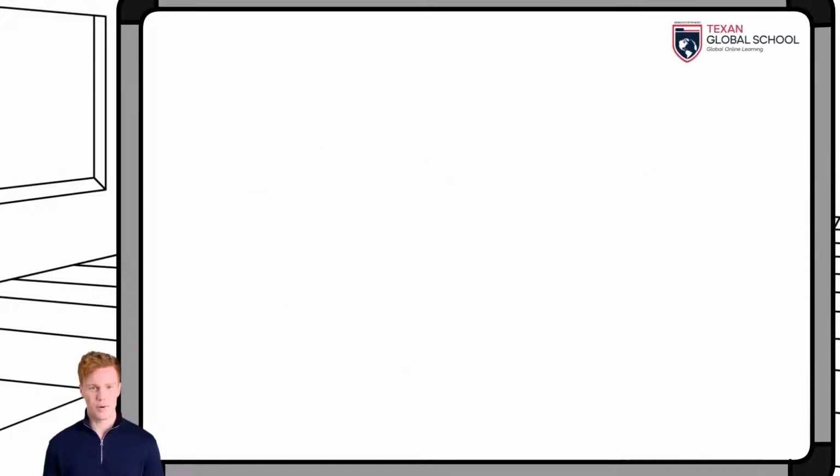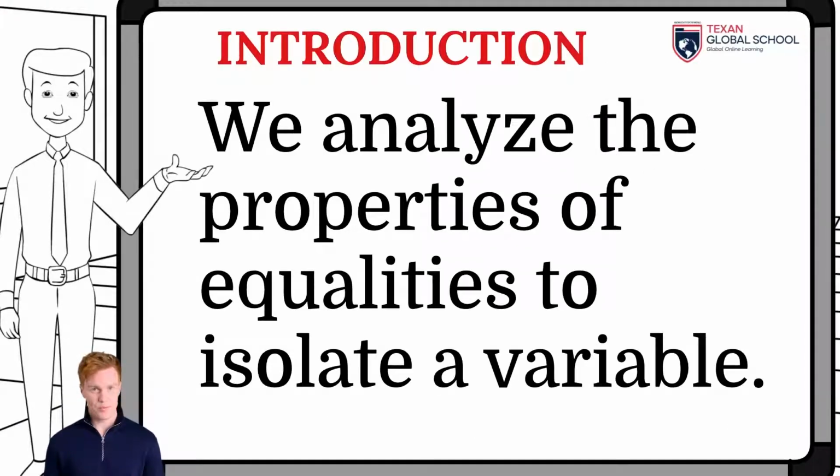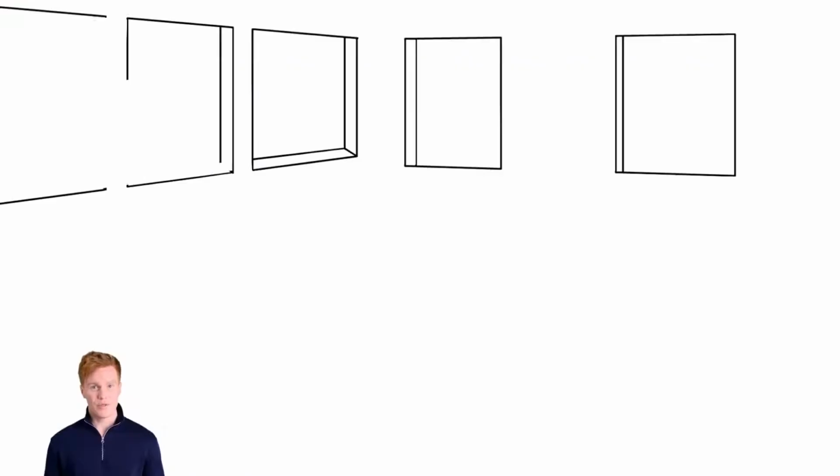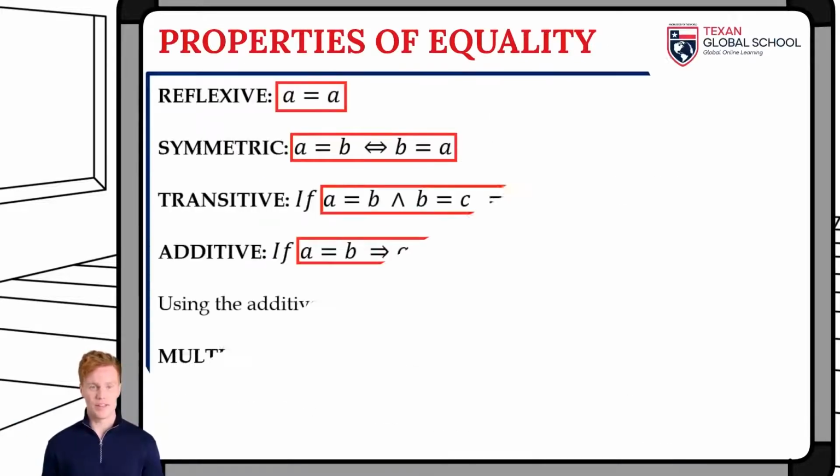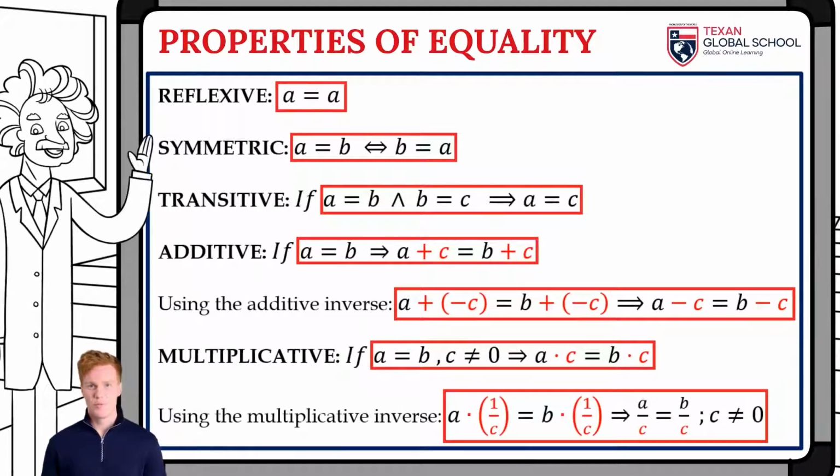In this class, we will use properties of equalities to isolate a variable. As a review, we introduce properties of equalities. In essence, we can add or subtract any value, as long as it is done on both sides of the equality. We can also multiply or divide by any value, as long as it is done on both sides of the equality. Finally, we can square or root both sides of the equality.